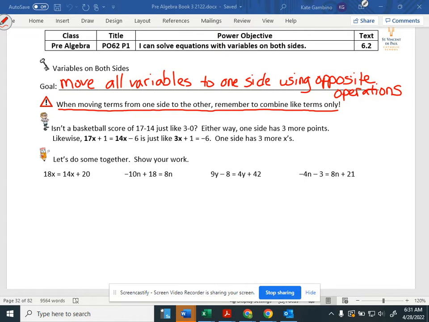So let's look at it this way. So you have a basketball score of 17-14. It's just like saying it's 3-0. Either way, one side has 3 more points. They won by 3 points.